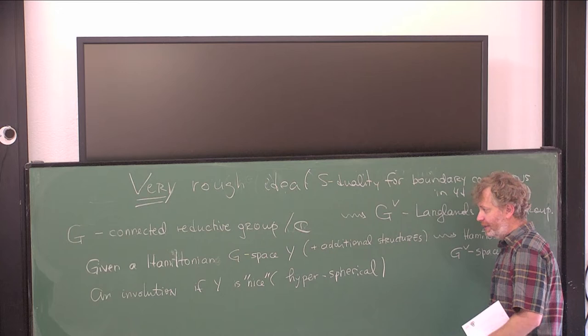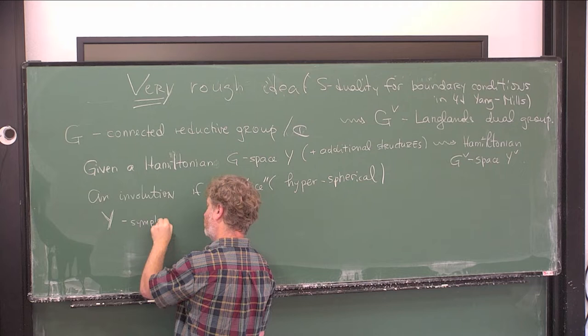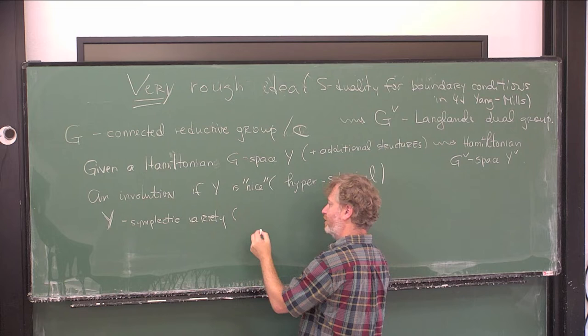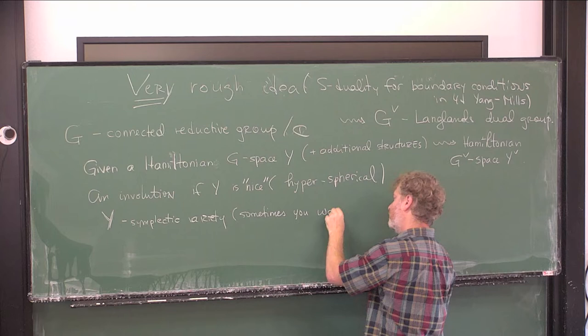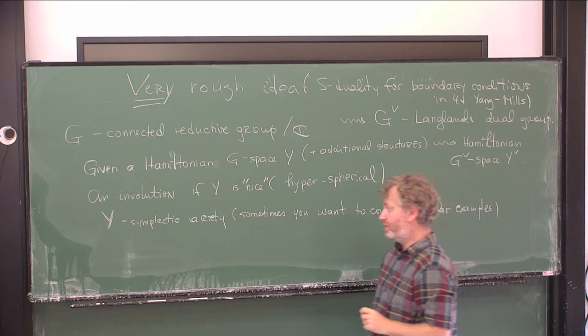So what I mean by Hamiltonian G-space, well, roughly speaking, Y should be a Poisson variety, but for simplicity, let's assume Y is just a symplectic variety. Sometimes you actually want to consider singular examples, and then you have to be careful about what you mean by symplectic. But in algebraic geometry, this is a definition of a singular symplectic variety due to Beauville.